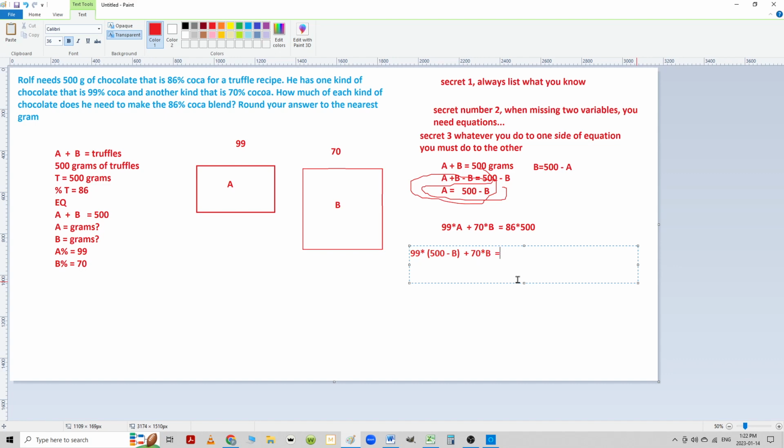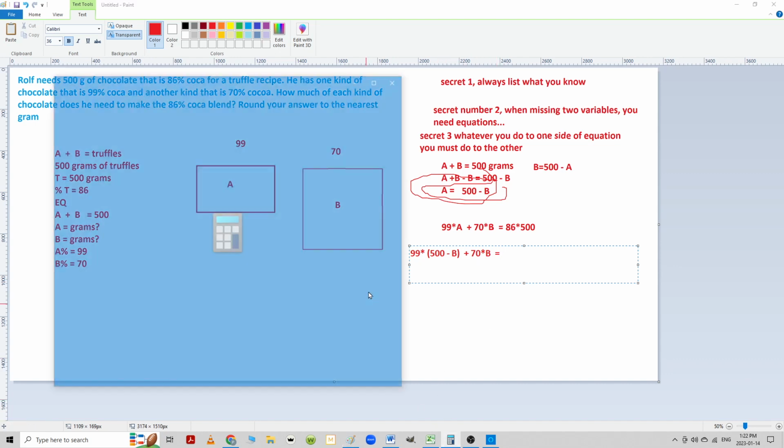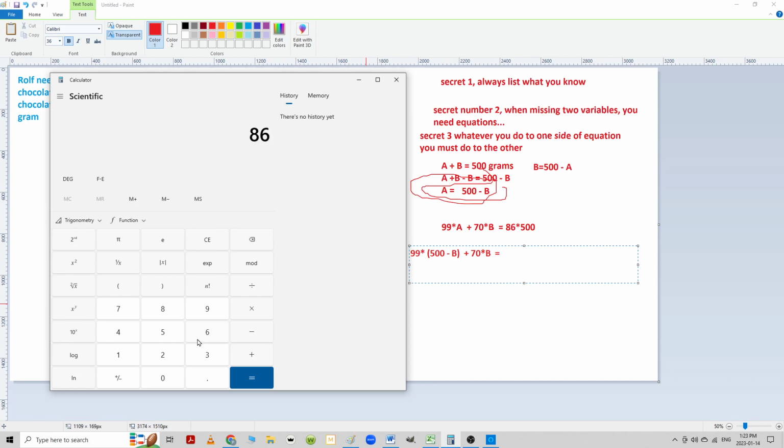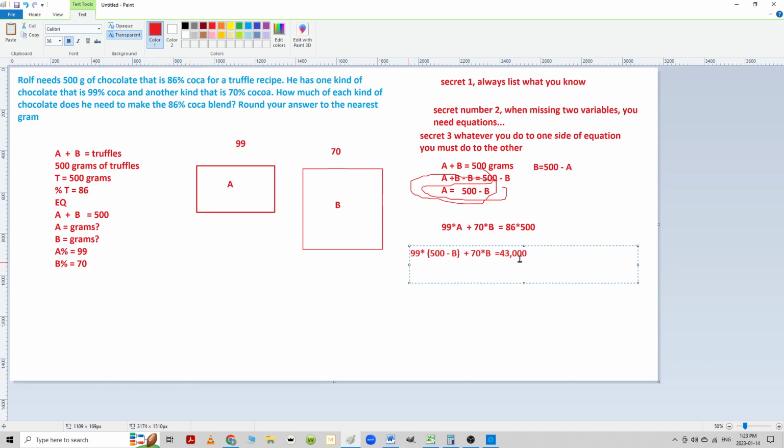And I get this. Now I should multiply 86 times my 500 grams to figure out what that is. Notice I left all my percentages as full numbers, and that's fine. So long as I leave them all in full numbers, I'm treating them like a number of boxes, right? So you get that. Well, we don't know B, but I can multiply this 99 times 500. And I believe I get 99 times 500 is 49,500. Minus 99B. Oh, is A my 99? Let me make sure my A is 99.